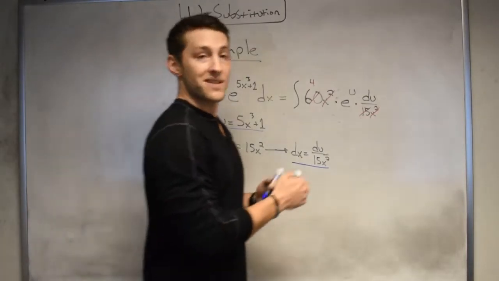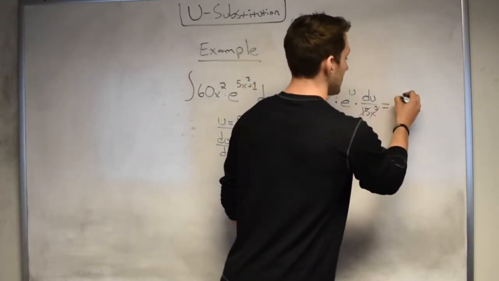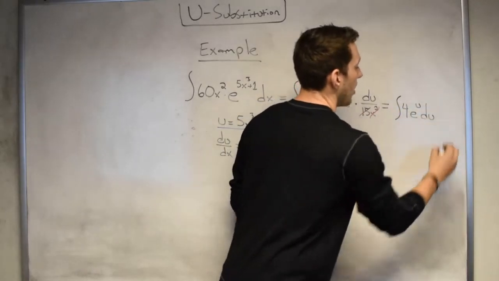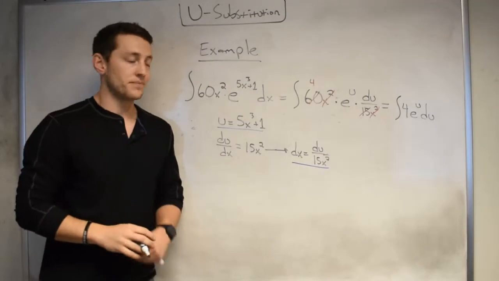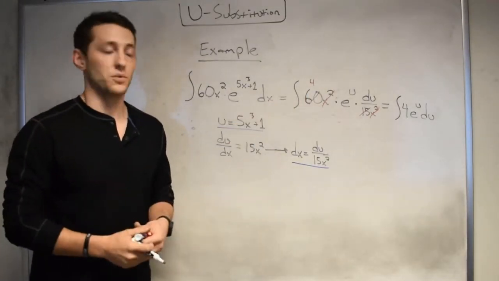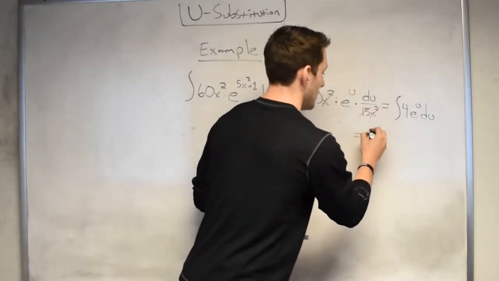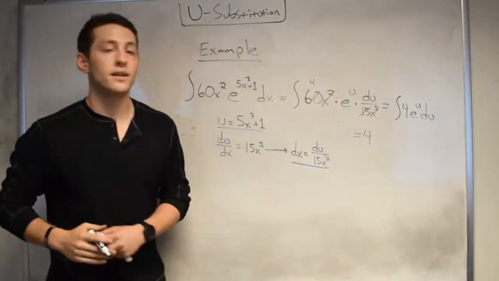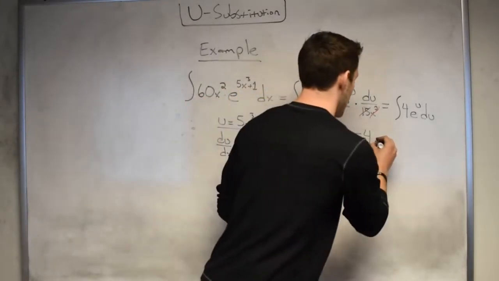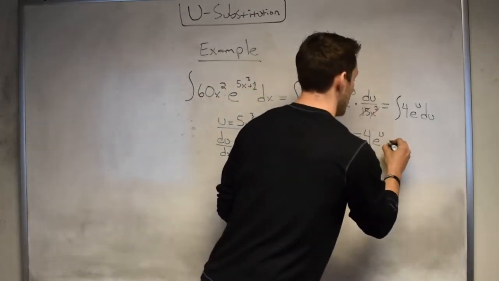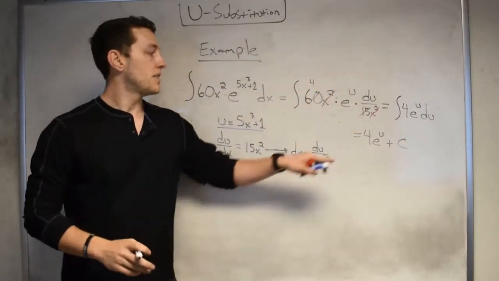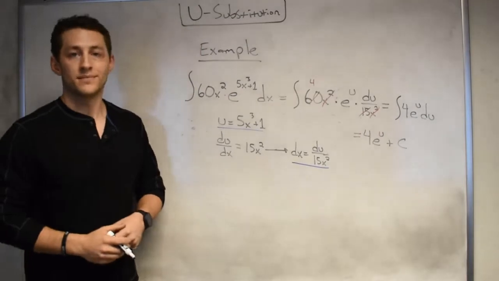Meaning my integral simplifies all the way to just the integral of 4 times e to the u, all now with respect to u. And this is a problem I can integrate with our basic rules. Copy down the constant. The integral of e to the u is just itself. And then don't forget the plus c. That's our answer to this question.